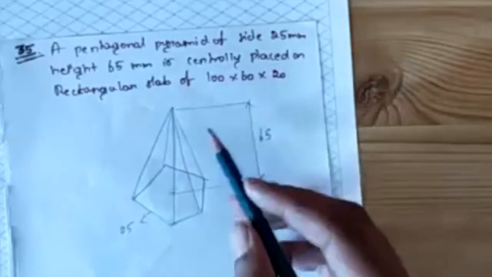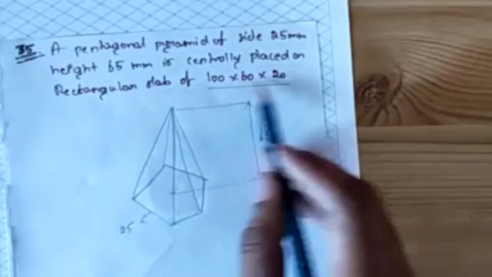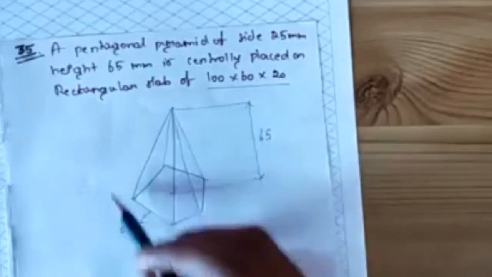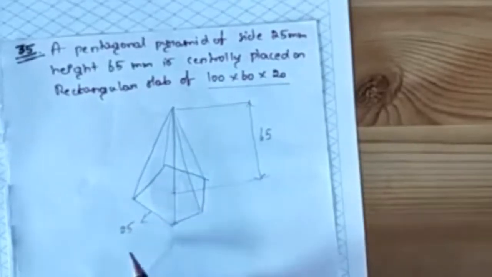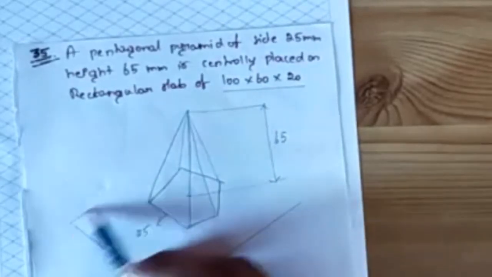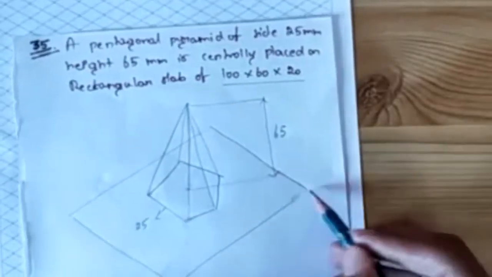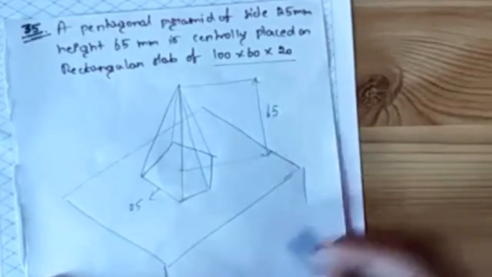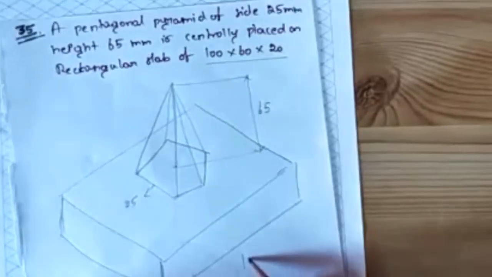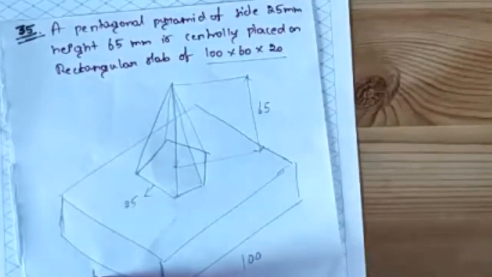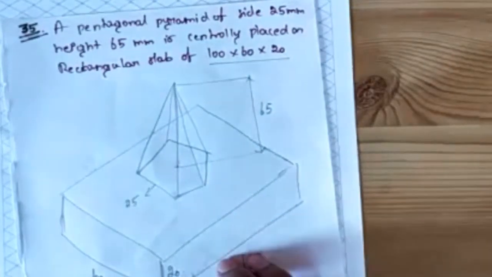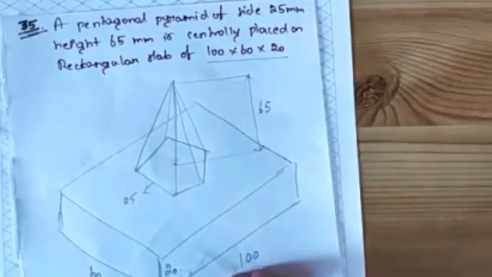So the rectangular slab, you know how to draw a rectangular slab. It is very easy. What is the size which he has given you? 100 into 60 into 20. So let this be 100 and this will be 60, and the height he has given you as 20. This will be 100, this will be 60, and the height is 20. This is the solution. Okay, we'll be solving this problem.